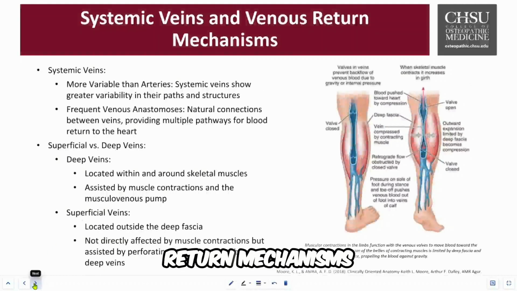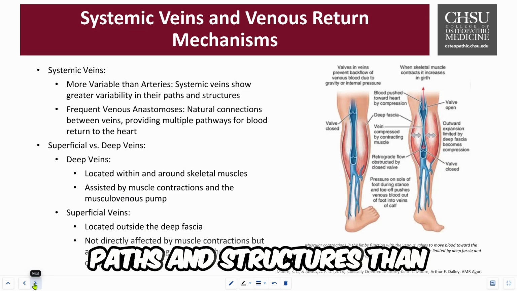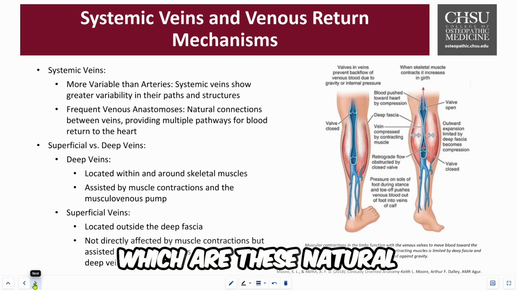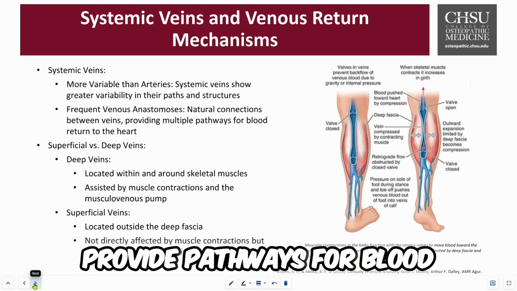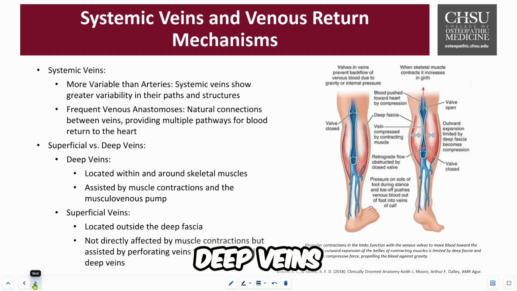Systemic veins and venous return mechanisms. The systemic veins are more variable in their paths and structures than arteries, and have frequent venous anastomoses, which are these natural connections between veins that we talked about, and provide pathways for blood return. We can also have both superficial and deep veins.